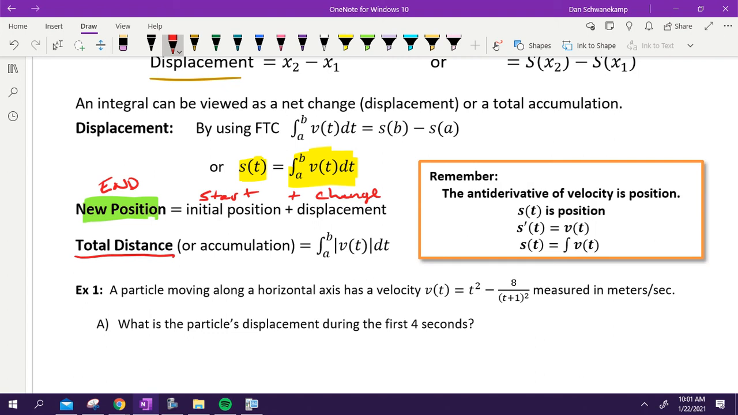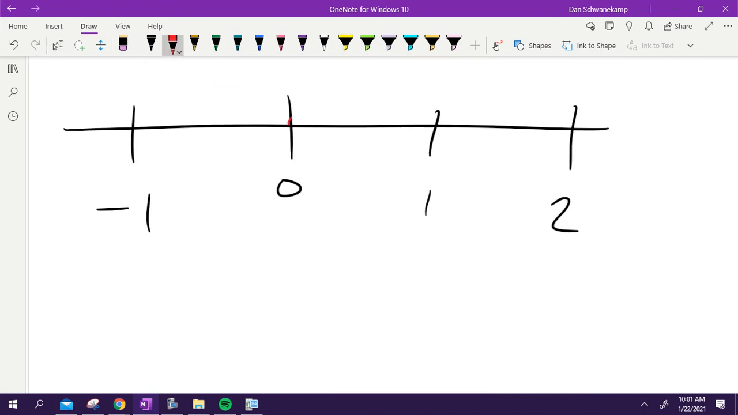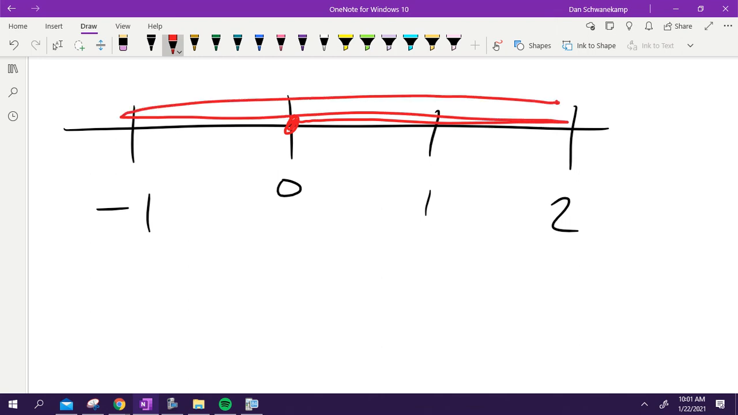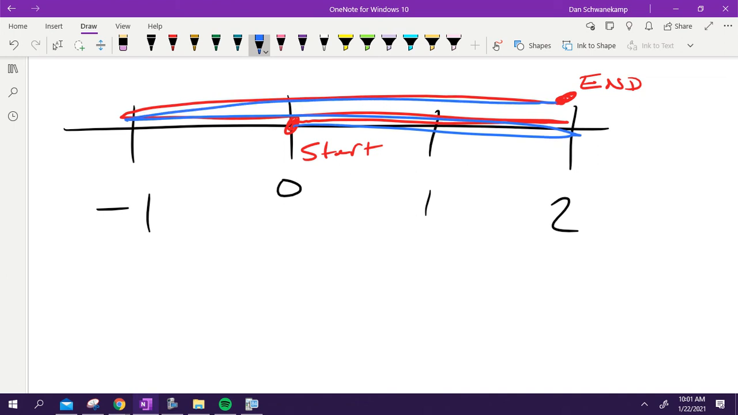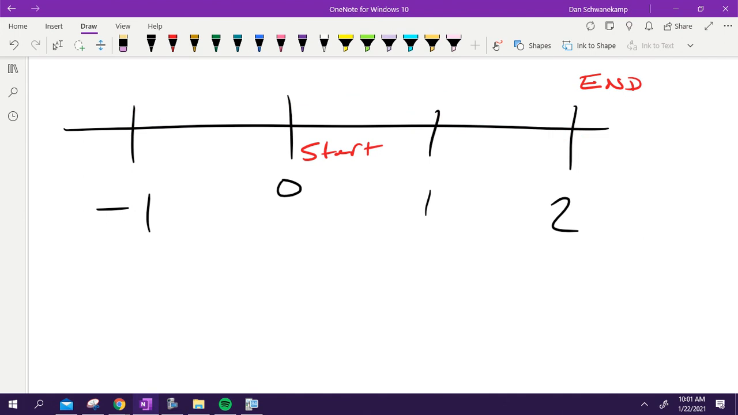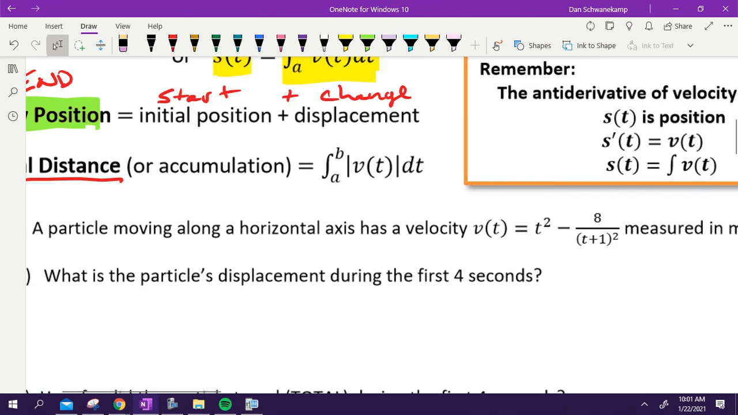The other thing we have is total distance. If I were working on this line and I started here and I went up to 2 and then back to here and then back to 2, I started here, I ended here. The displacement is 2. What would my total distance traveled be? It is 8. I went forward 2, back 3, so I'm at 5, and then forward 3, I'm at 8. It's the distance actually traveled. That's an important phrase for the day as well.